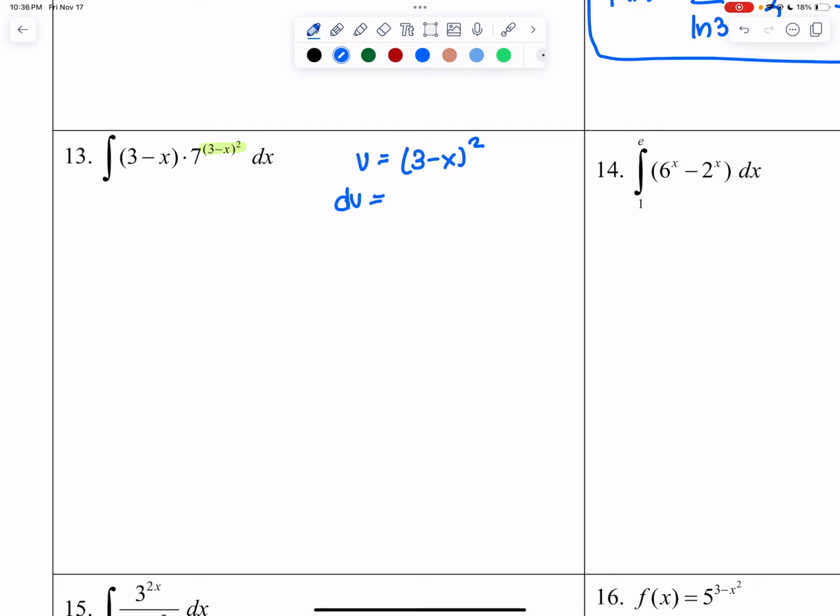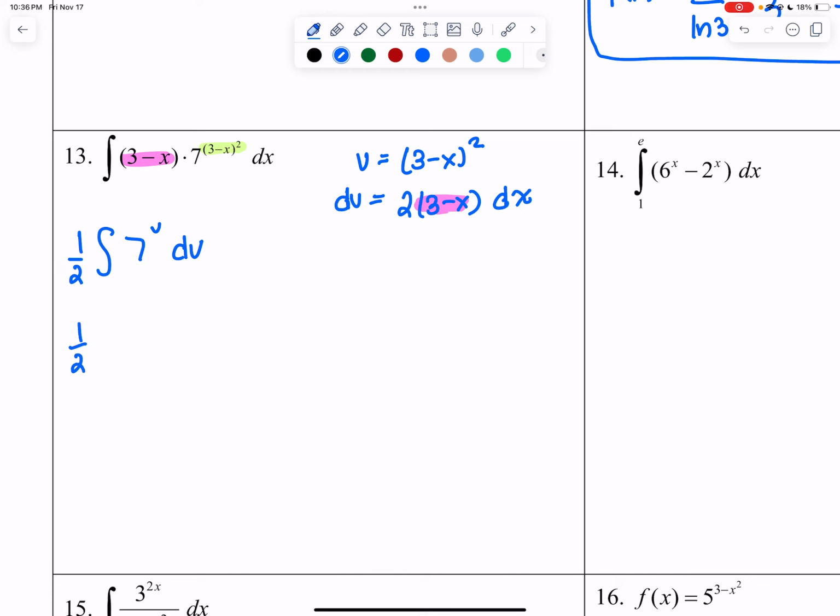So then du is going to be 2 times 3 minus x dx. And that's okay that we have a 2 as a coefficient, because if we take the reciprocal of that, that's just going to be my coefficient. So now I'm going to have 1/2 the integral of 7 to the power of u du, because your 3 minus x and your 3 minus x right here will eventually cancel out.